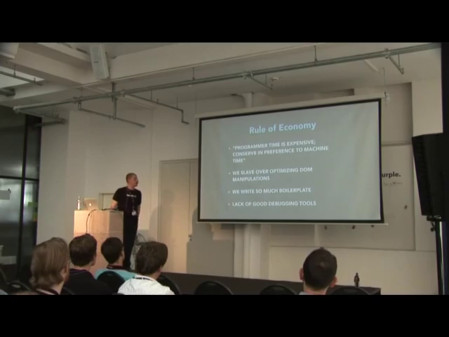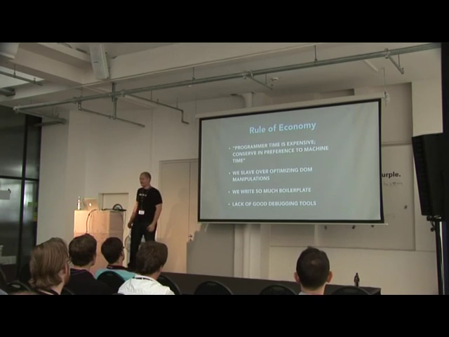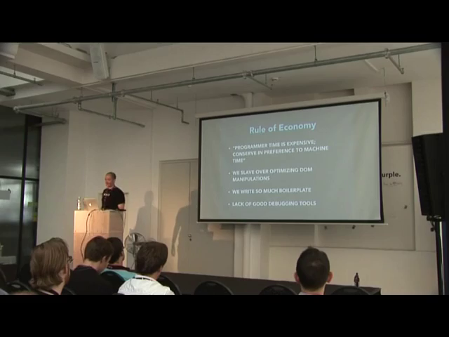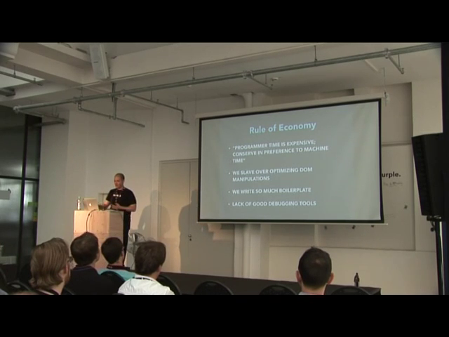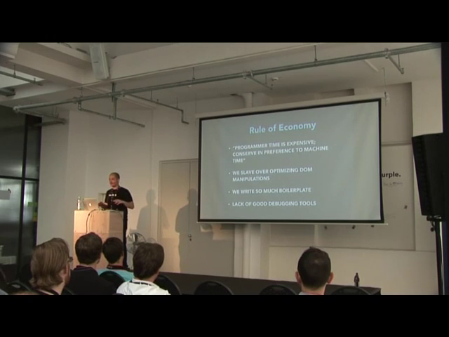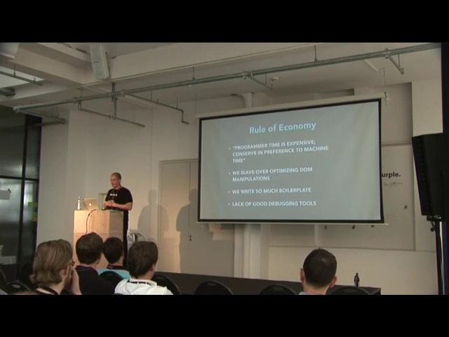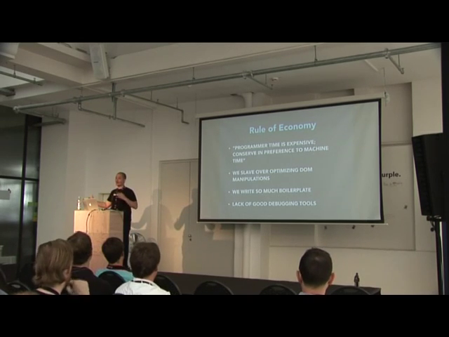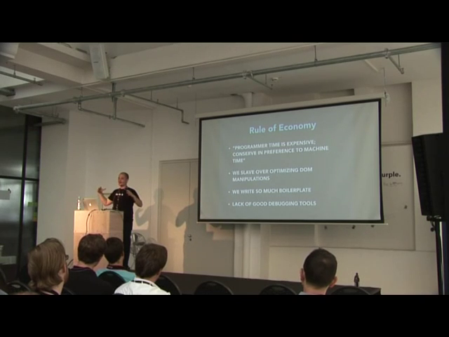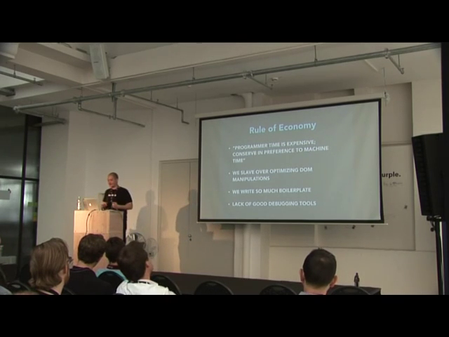Rule of economy. Programmer time is expensive. Conserve it in preference to machine time. On the web, at least in my experience, one of the most time-consuming things I deal with day to day is trying to optimize DOM manipulations. When you want to keep your UI synced with your model, we batch DOM manipulations. We go in and try to optimize the selectors. We try to use IDs instead of classes because they're faster. And we do all these optimizations, and we spend a lot of time just trying to get them right.